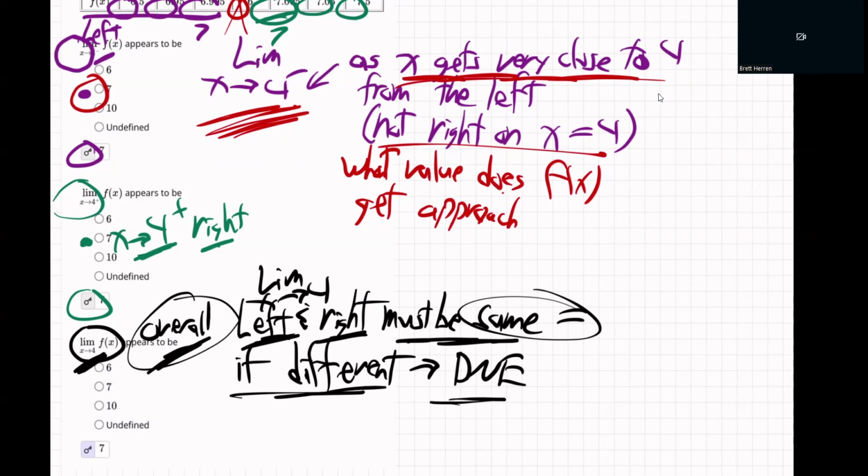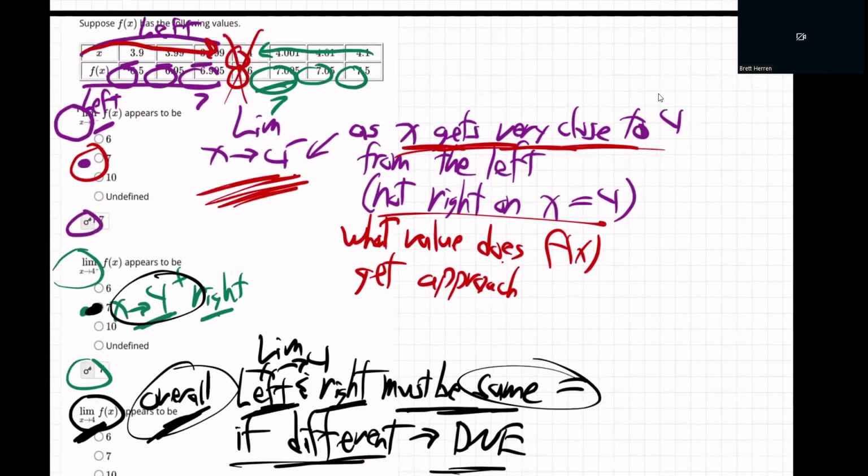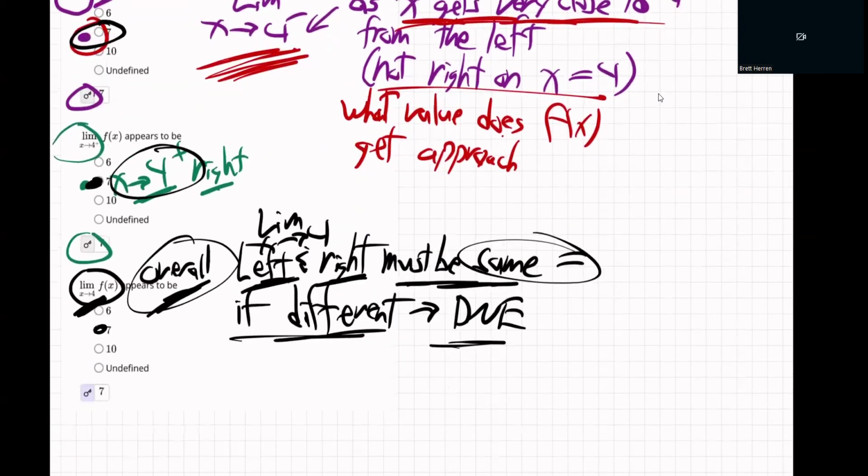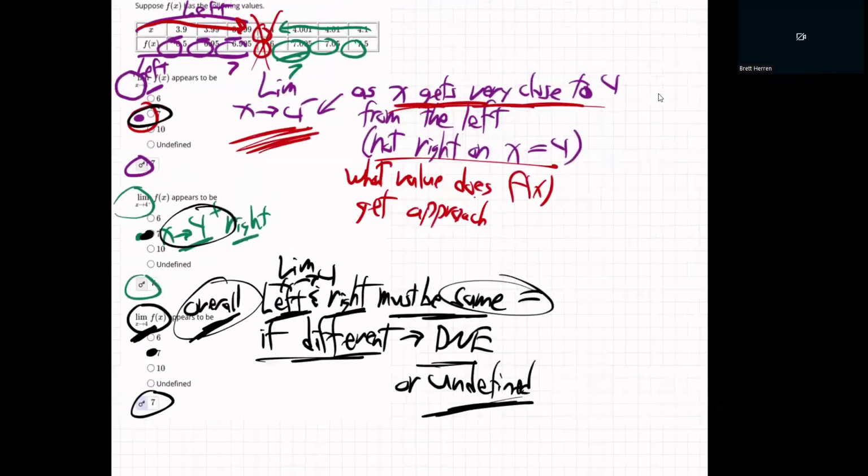Well, what was the limit from the right side? It was 7. And what was the limit from the left side? It was also 7. They're the same. So the answer is 7. If they were different, if one of them was 7 and the other one was 6 or something, then we would have said D and E, or undefined. That's the same thing. D and E means does not exist or doesn't have a definition, undefined. But they were not different. The answer from the left and the right for both was 7. So then that's also the overall limit as x goes to 4.